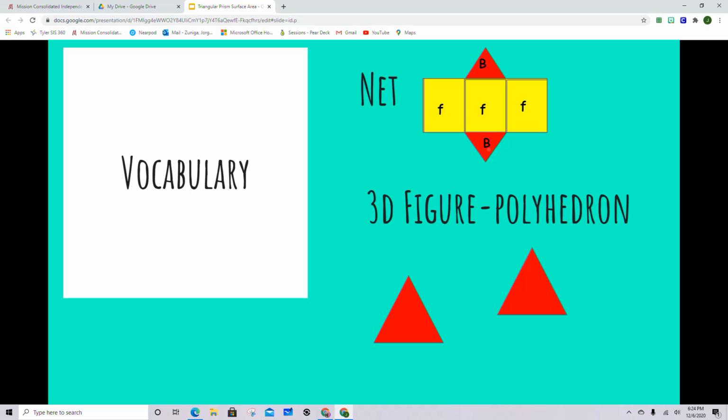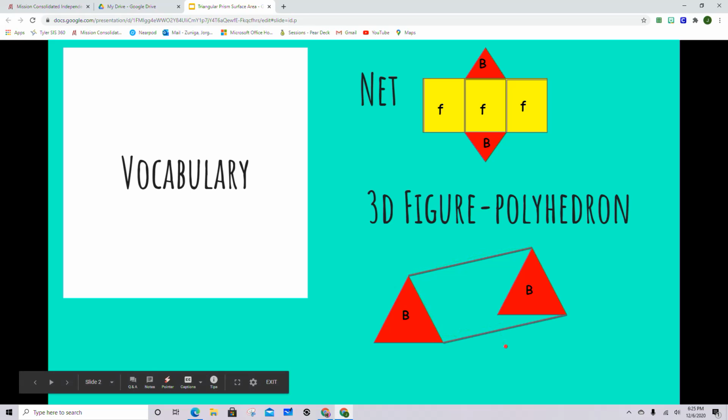Well, here we have our two bases. They are opposite from each other. And we're going to go ahead and connect the corners. Now, the corners, we call these vertices, or for one, a vertex. So I just connected these two vertices right here. And we're going to do the same to the other vertices on that triangular prism.